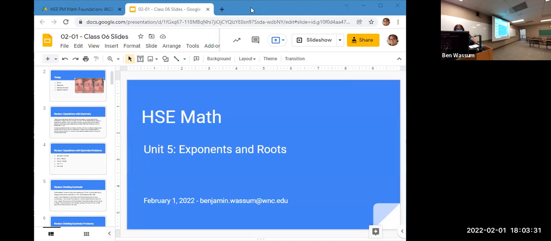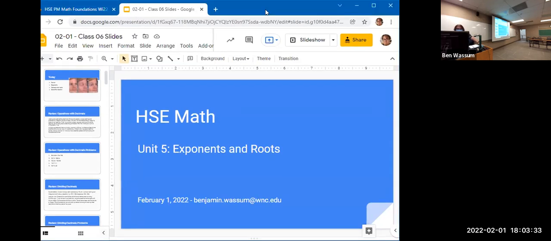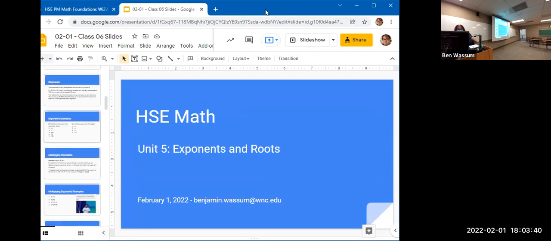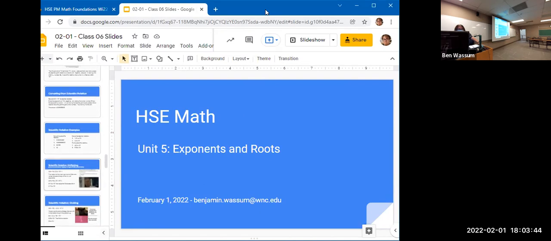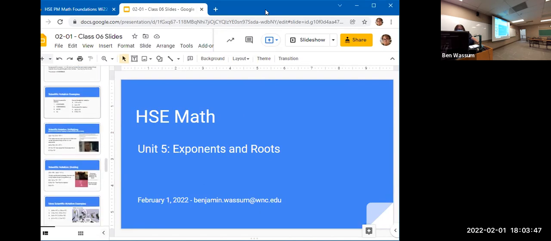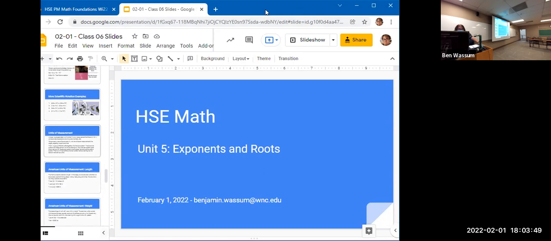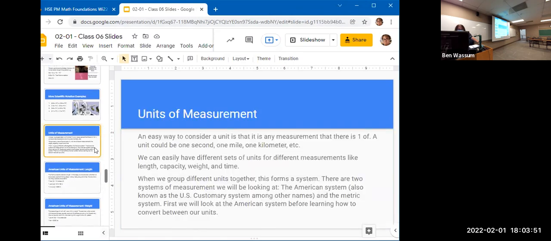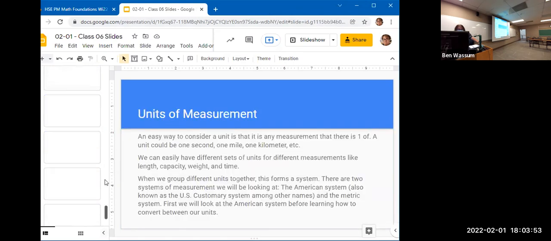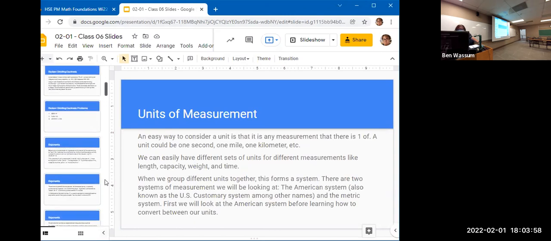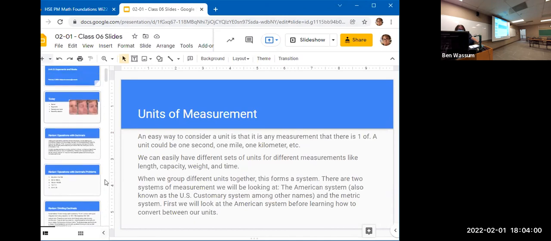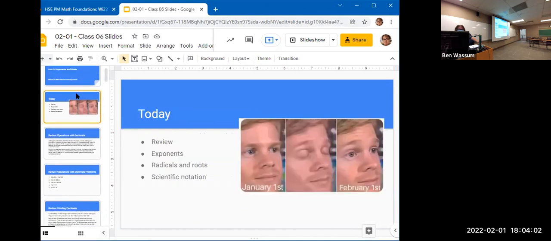So for tonight, got a lovely lecture planned. We're going to be looking at exponents and roots. I doubt we're going to get that far, but if we manage to finish everything for exponents and roots, I also have stuff on units of measurement planned, already set up, but that's more likely to be next class. But yeah, we're gonna have fun tonight.